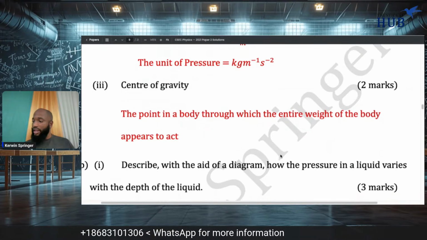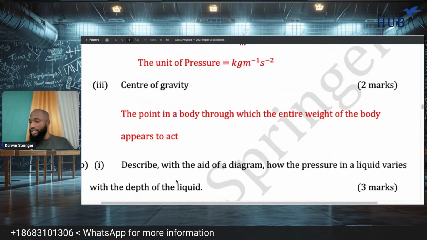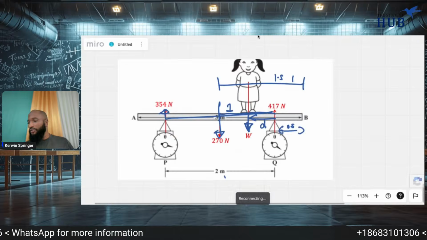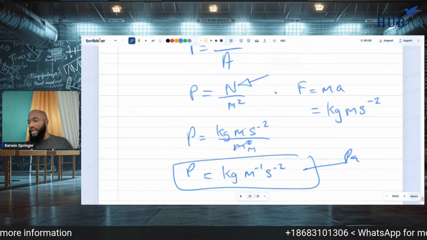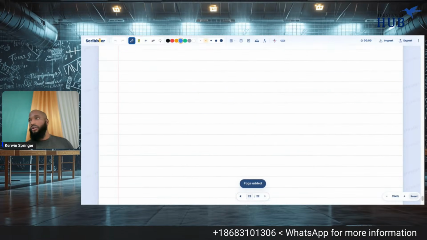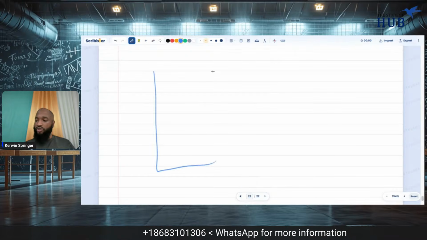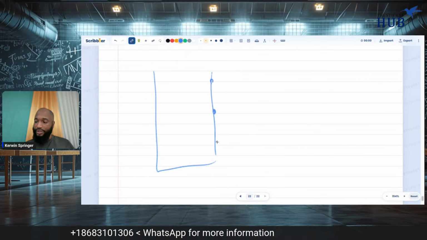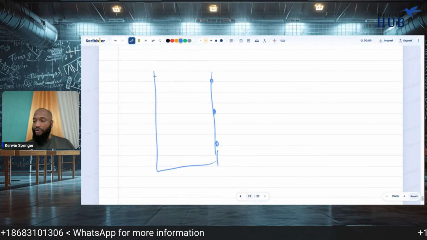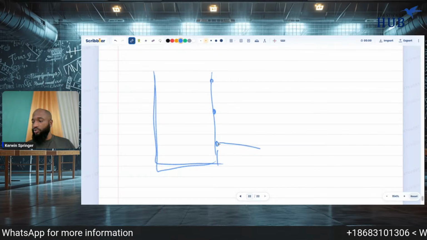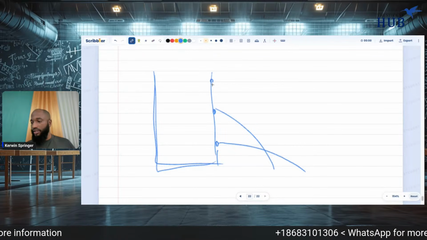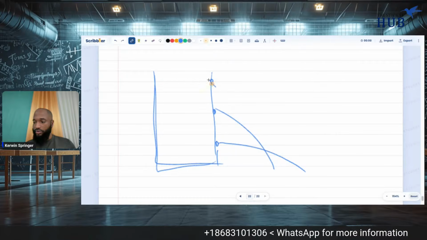Describe with the aid of a diagram how the pressure in a liquid varies with the depth of the liquid. How does pressure vary? What is the diagram you'll pull out if they ask you that in the exam? And you're going to drill some holes in it. And then what will happen? This one will spread out further. You all know what I'm talking about?